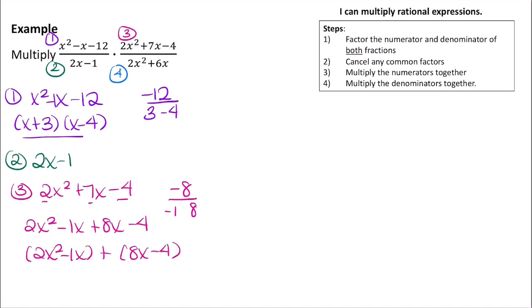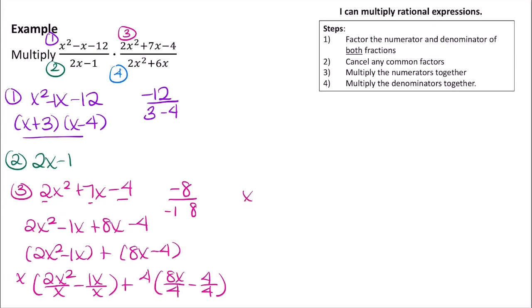Here I factor out an x, so I have 2x squared over x minus 1x over x, plus, and then from the second group I factor out a 4, so I have 8x over 4 minus 4 over 4. If I reduce this, I get x times 2x minus 1 plus 4 times 2x minus 1. Written in fully factored form, I have 2x minus 1 times x plus 4.